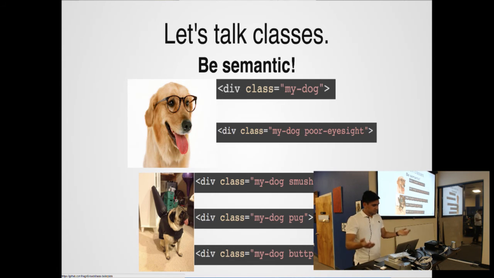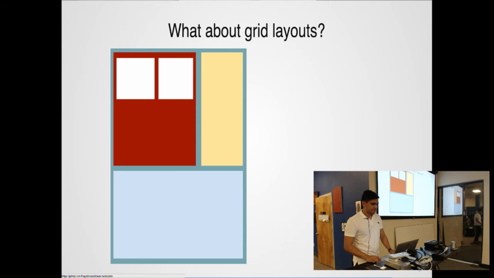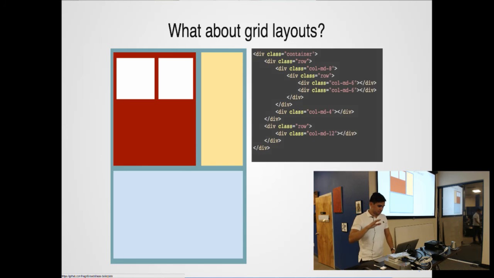Same thing. All right, so what about grid layouts? Let's say that we need to make something like this. You guys probably heard the Bootstrap grid is great. I use it everywhere. By the way, the Bootstrap grid is crap. I'll show you why. To create this, we have to put all these divs in. Does this look semantic? What the hell is a col-md-8 or row or container?